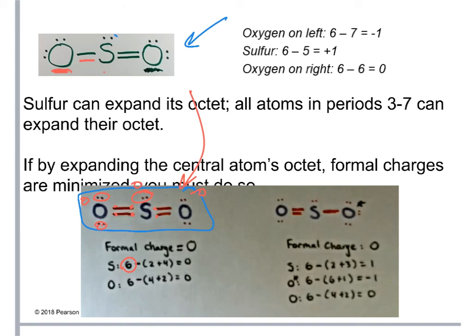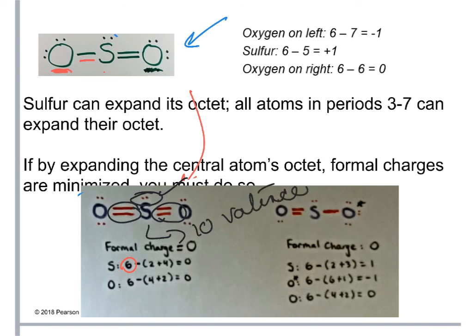But how many total valence electrons does sulfur have around it? We have now expanded its octet, and we're not counting valence electrons for formal charge. Now we only count half of the bonding ones. We're counting them total to see what it feels around it. 2, 4, 6, 8, 10. So now sulfur has a total of 10 valence electrons around it, so it's expanded its octet, but by doing so, it's minimized the formal charge and is more stable.